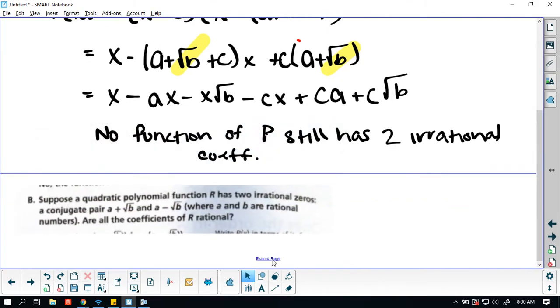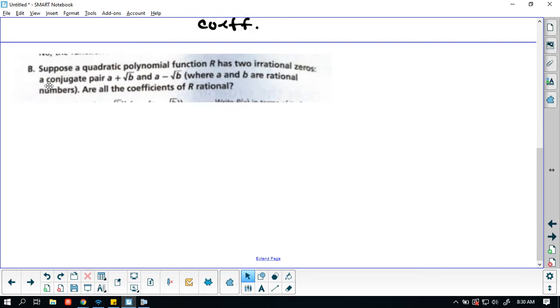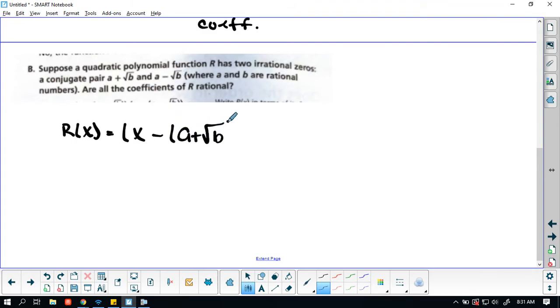Suppose a quadratic polynomial function R has two irrational zeros, a conjugate pair of a plus root b and a minus root b. Again, the conjugate meaning that these two are the same. The only difference is this operation here, where a and b are rational numbers. Are the coefficients of R rational? So are all coefficients of R rational? Let's see this. R of x equals x minus a plus root b times x minus a minus root b.